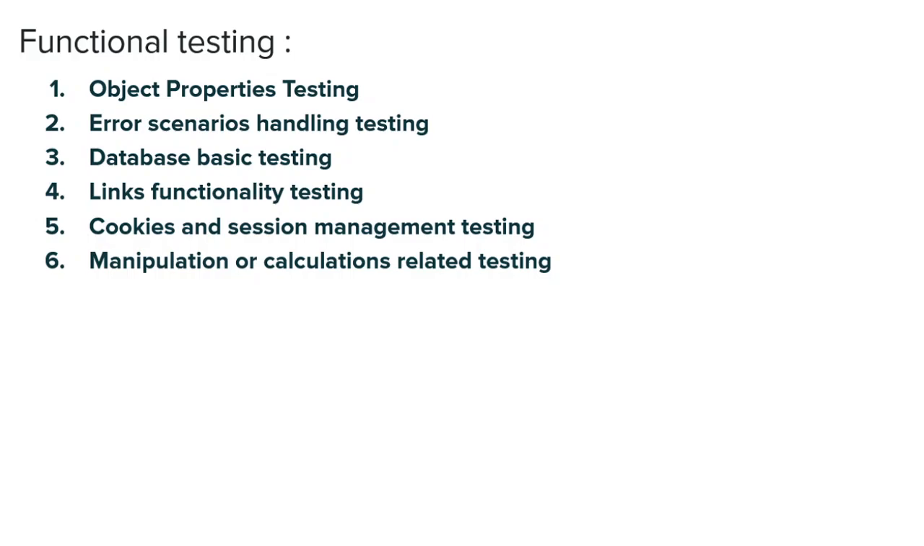In functional testing, there are different areas where we have to focus. We can say these are the different types of functional testing, which include object properties testing, error scenarios and error handling related testing, and database testing. Database testing is a really huge thing. During functional testing, we can do some basic database testing as well. Links functionality testing. If the website has any type of links, we can perform functional testing around the links as well.